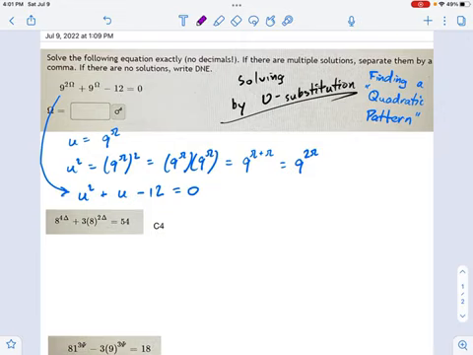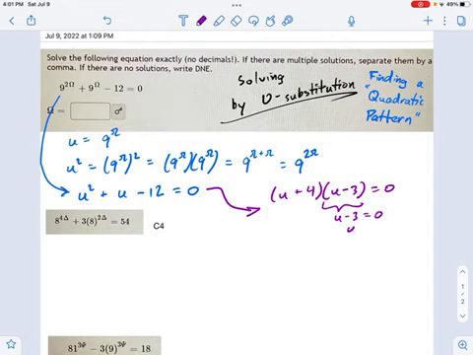So later, let's just bring this over here. There we go. How do I factor U squared plus U minus 12? Well, that's U plus 4 and U minus 3 equals 0. And we set each of these equal to 0, right? U minus 3 equals 0. That means U equals 3. And for this one, U plus 4 equals 0. So that's U equals negative 4.